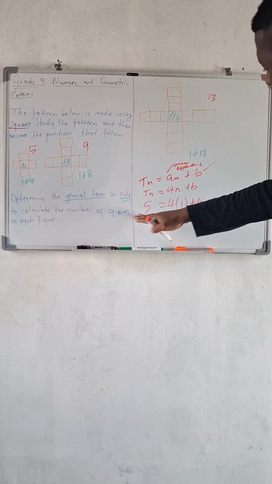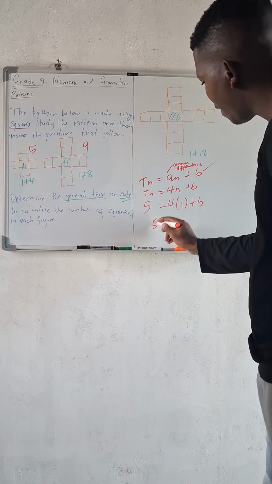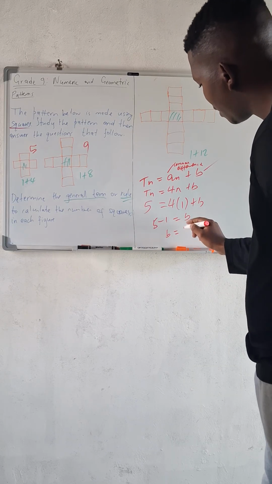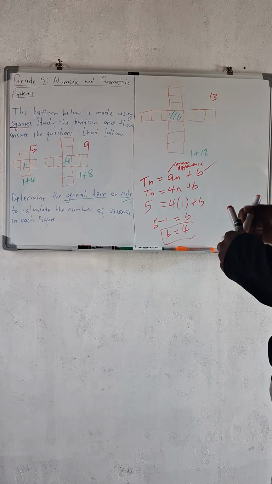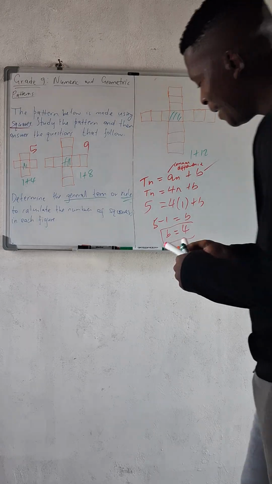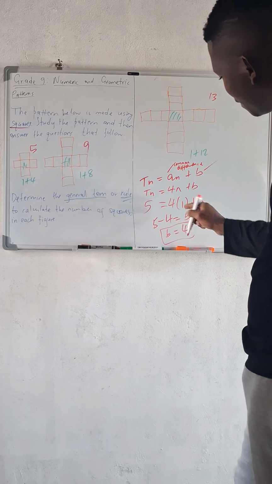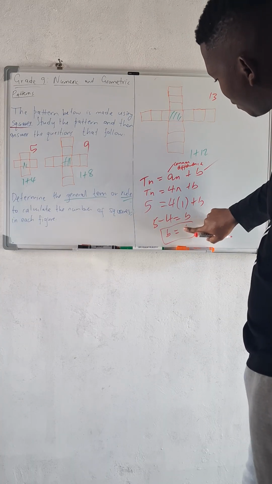So now you can see we have numbers. We just need to isolate b. This 4 goes to the left. It says 5 minus 4. So b is equal to 1.